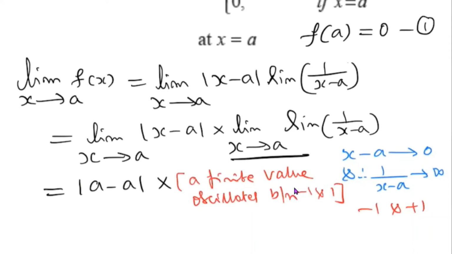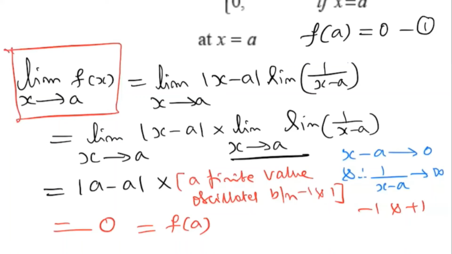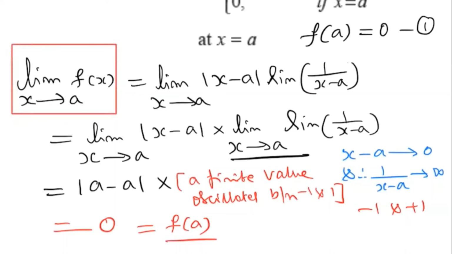So whatever the finite value here, when it is multiplied by 0, we get 0, which is the same as f of a. So we got the limit of f of x as x tends to a is the same as f of a. Therefore, f is continuous at x equal to a.